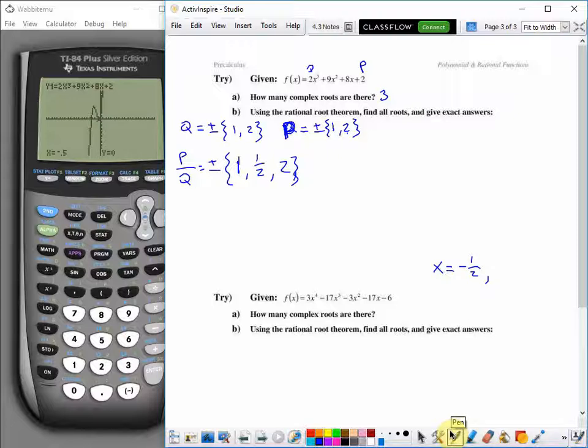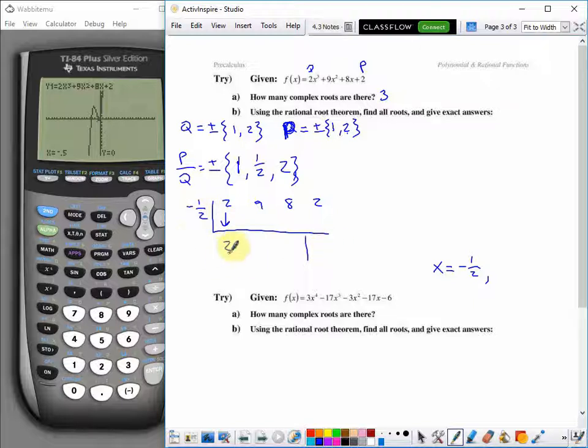Okay, and I don't see anywhere else that I'm going to find one on that graph. So I'm going to use synthetic division. So I'll use -1/2. And all my coefficients, 2, 9, 8, and 2. So I bring down the 2, and then multiply and add until I get through the end here.